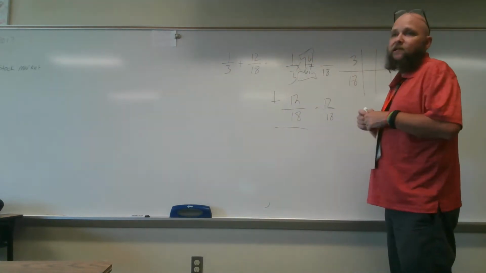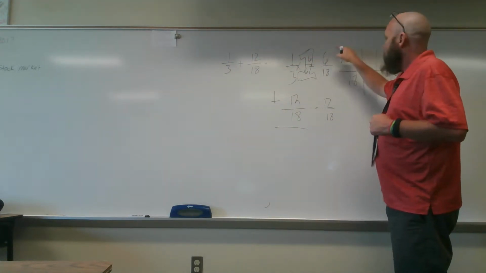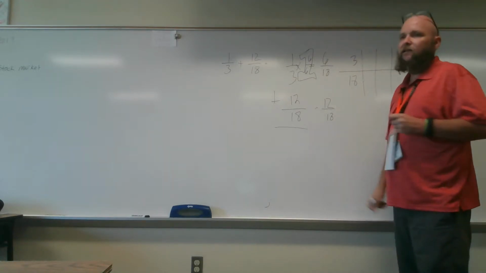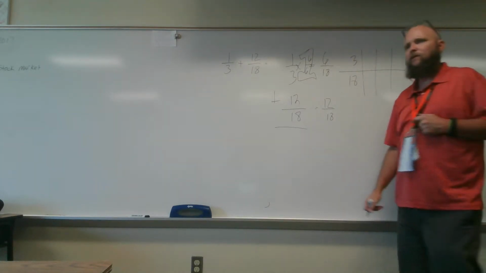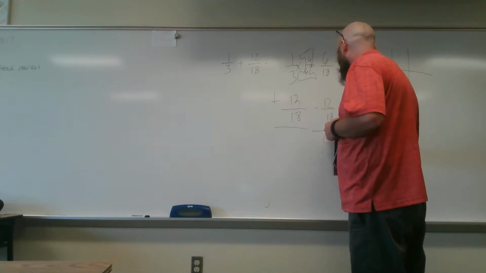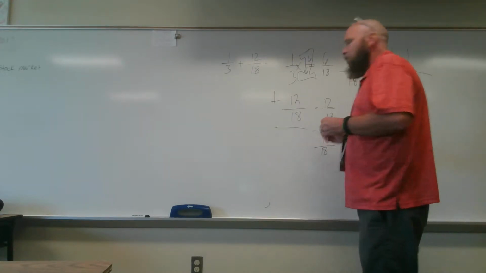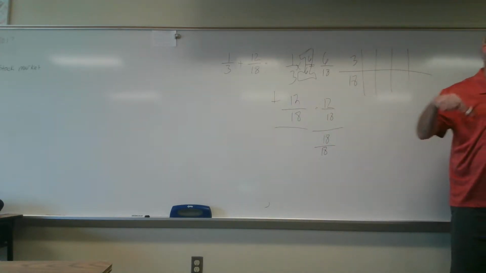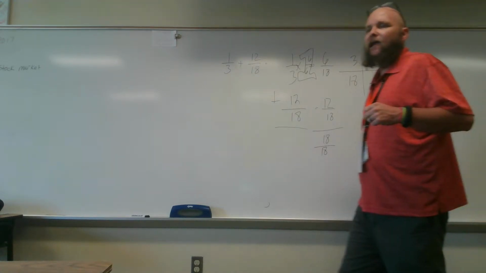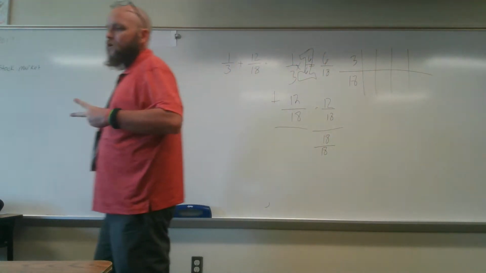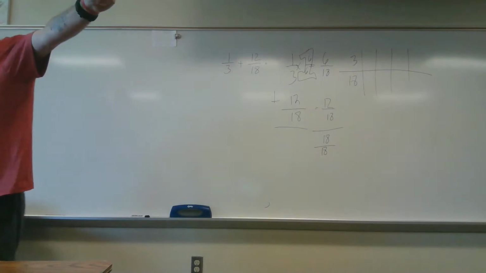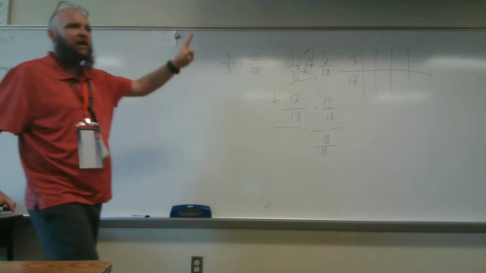So what's 1 times 6? 6. 6 18ths plus 12 18ths is? 18 18ths. And as I just pretended that Helen told me, 18 18ths, because it has the same numerator and denominator, equals 1. Therefore, my answer would be B.